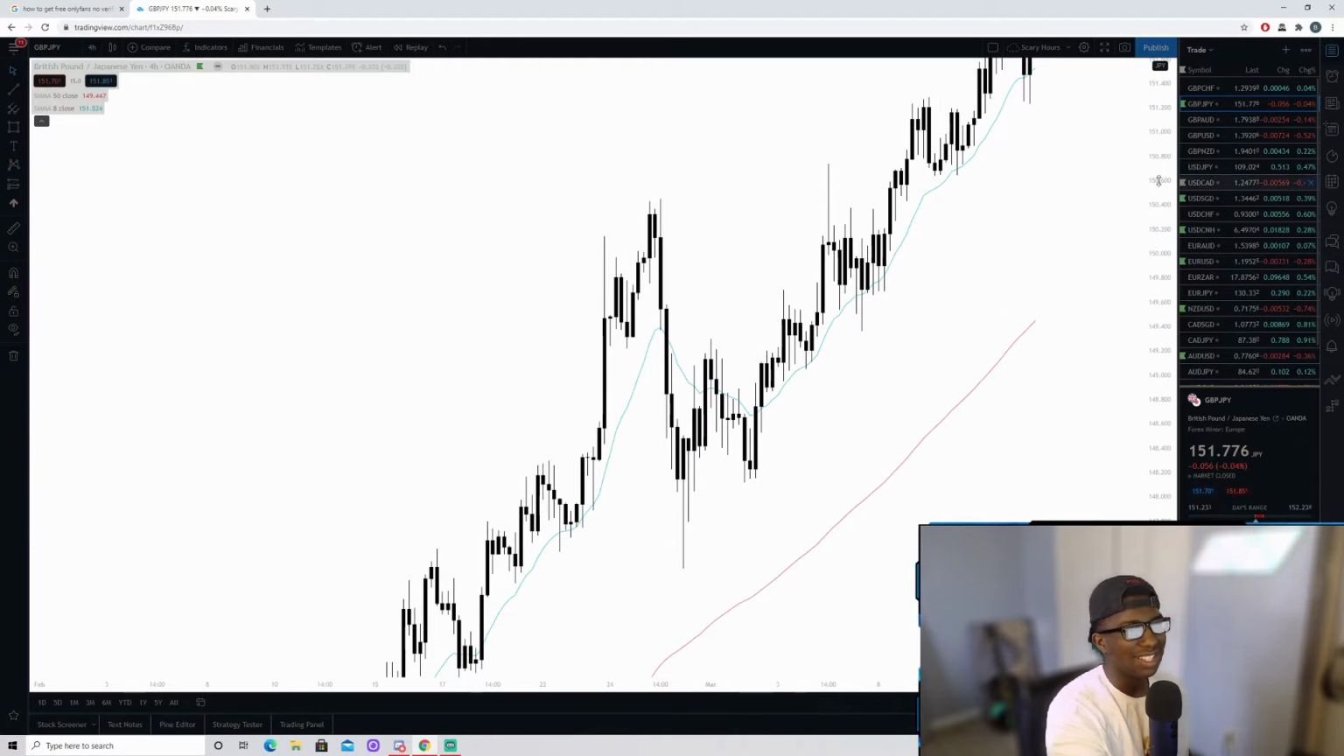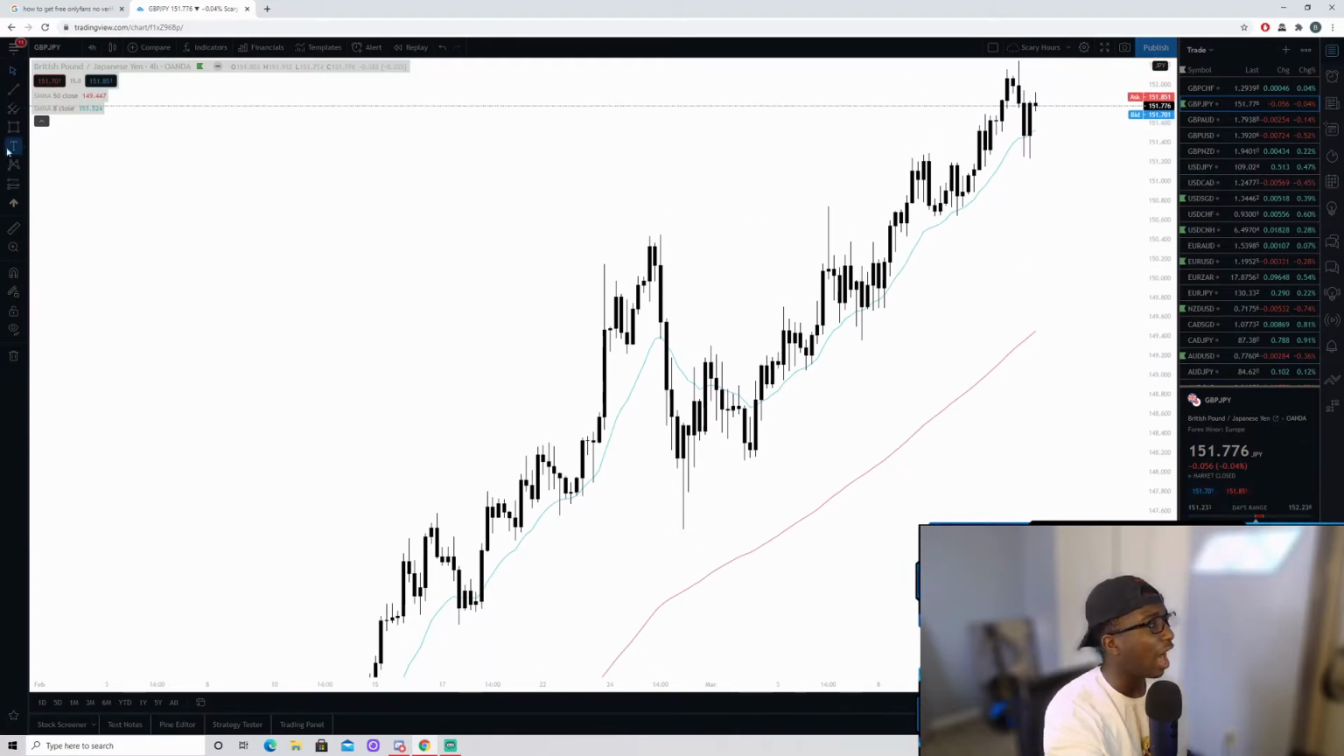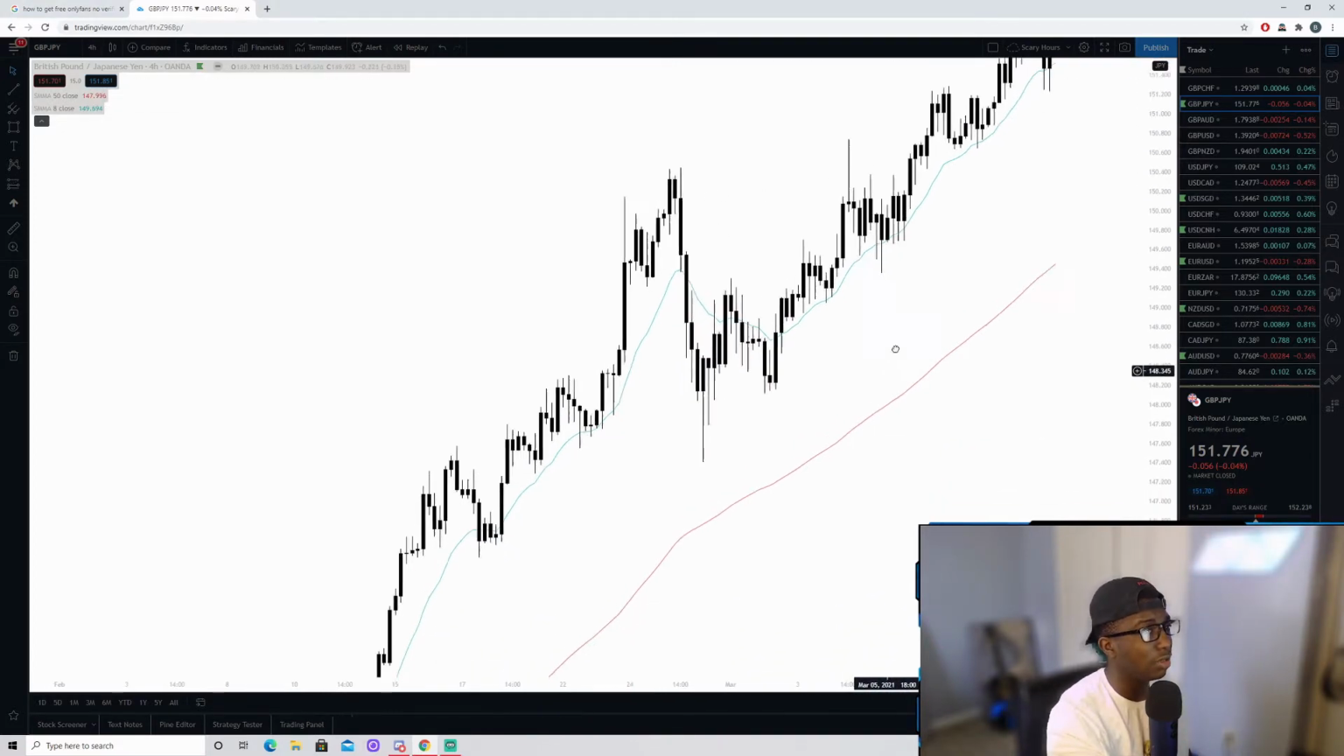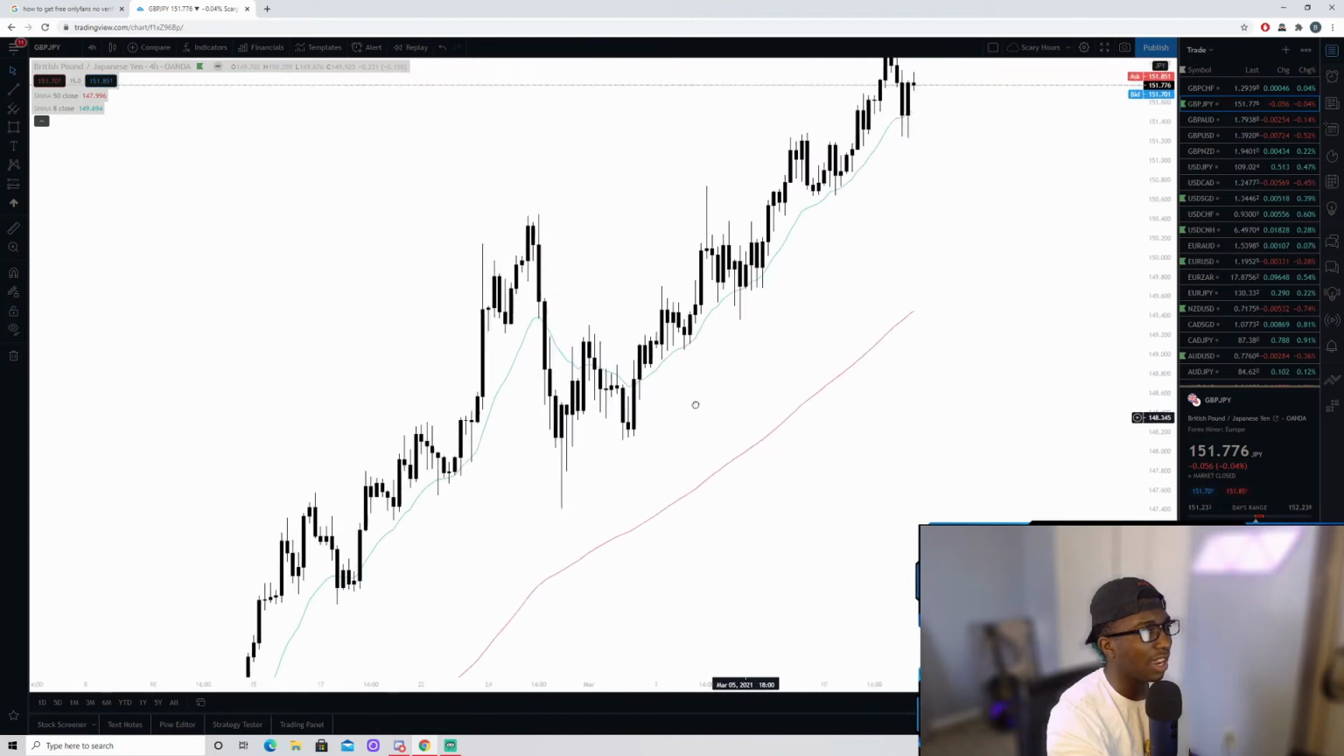So basically, I went to GJ. GJ is one of my favorite pairs to trade. Everybody loves trading GJ. I noticed that all the big traders love GJ because it moves and it trends pretty hard. Like you see, we're on a big uptrend right now.